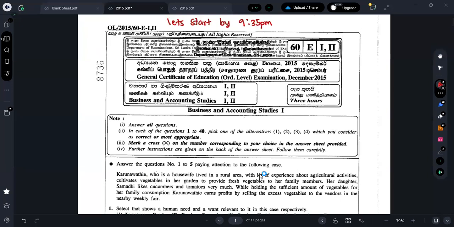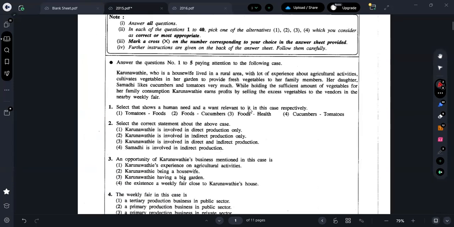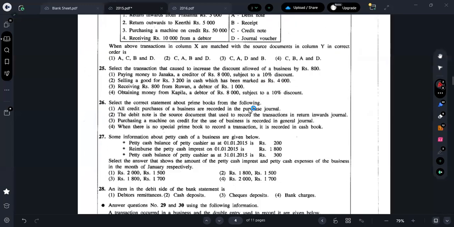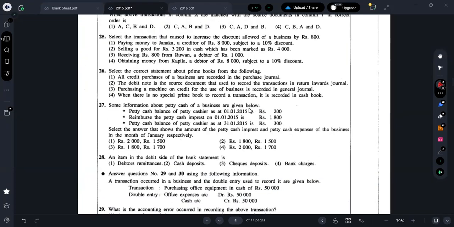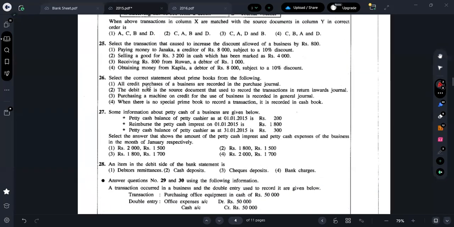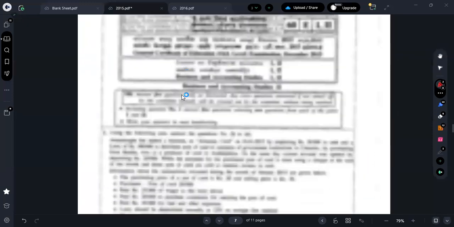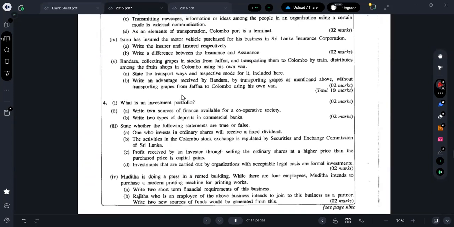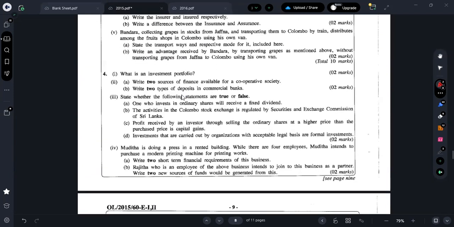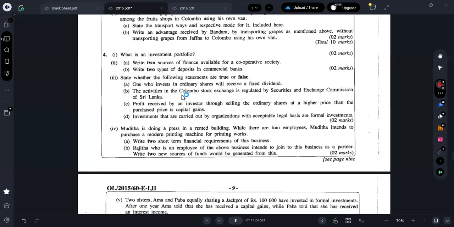Okay, guys, let me give a brief introduction of what we did last week. We started off with the 2015 O-level paper. In the first session, we completed 25 MCQs, which I have uploaded to YouTube. In the second session, we started from question number 26 of the MCQs and completed all the way until question number 4 of the business studies part. That is what we completed in our last two sessions.